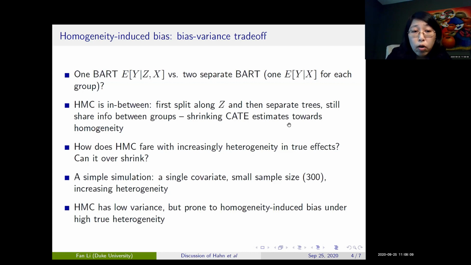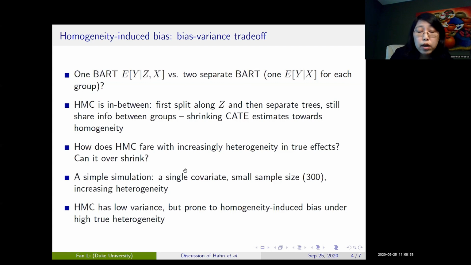So Hahn et al.'s idea essentially is in between. What they do, the prior first forces a split, the first split along the treatment, and then fits separate trees. So still sharing information between the groups. This gets the best of both. It's really an in-between approach. The key feature of this prior, as far as I understand, is really shrinking the CATE estimate towards homogeneity. And so the question becomes, if the underlying truth has increasing heterogeneity, the CATE is very heterogeneous, then how does this method work?